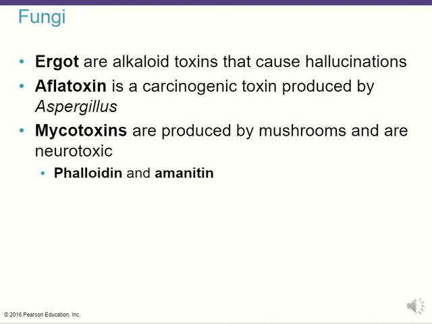There is ergot, an alkaloid toxin that causes hallucinations. There is aflatoxin, which is a carcinogenic toxin produced by Aspergillus. There are mycotoxins that are produced by mushrooms and are neurotoxic, affecting the nervous system, such as phalloidin and amanitin.